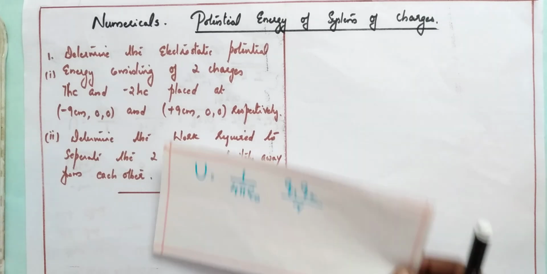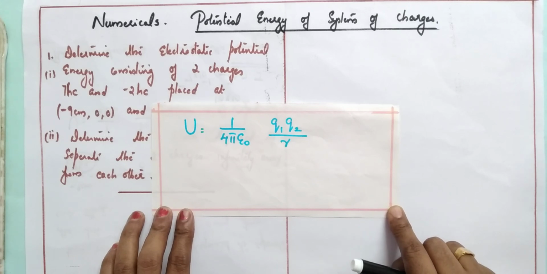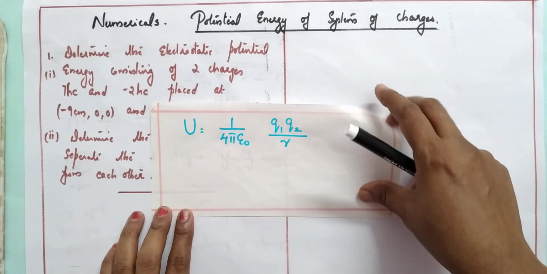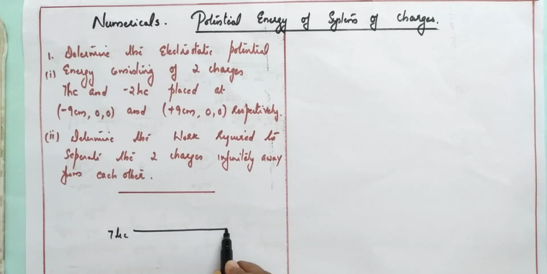As a revision, the potential energy of a system of two charges is given by 1 by 4 pi epsilon 0 q1 q2 divided by r, where r is the distance between the two charges. Now, the first question is a simple one. Determine the potential energy of the two charges. So, what are the two charges here? 7 microcoulomb and minus 2 microcoulomb.